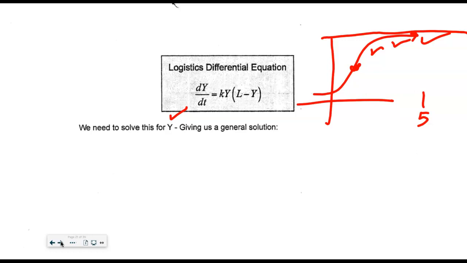Right? You remember that phrase? That's get rid of that inflection point. Don't get there. Flatten it off first. All right, so let's go up here. We need to solve it for y.